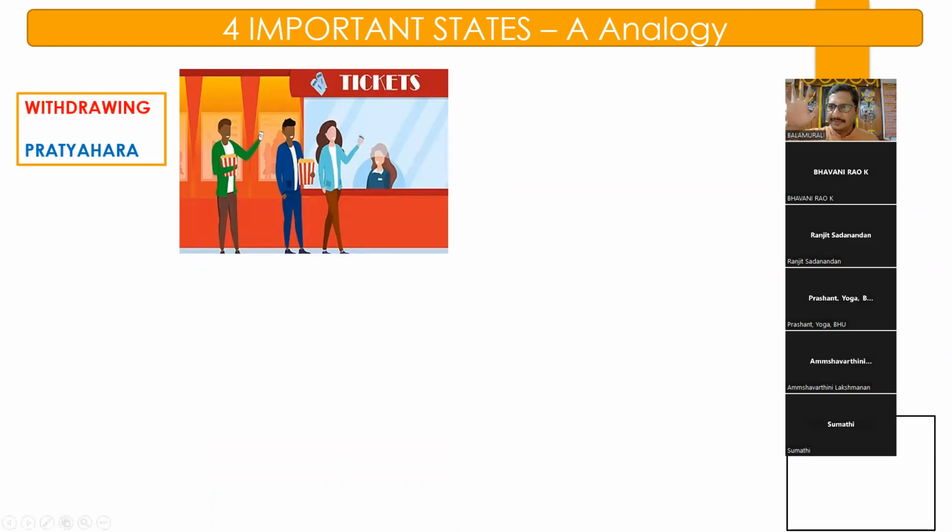What are the 5 senses we have? Can anyone tell me? Sight, smell, taste, touch, and sound. Yes. So you have 5 senses, and you are withdrawing your five senses. This is called pratyahara. Why am I withdrawing? Because all this is outside. I have a cinema inside. Inside my mind, I'm going to watch cinema. So I'm withdrawing all my senses.